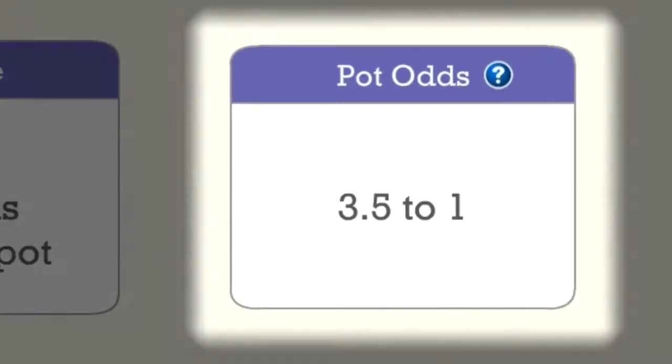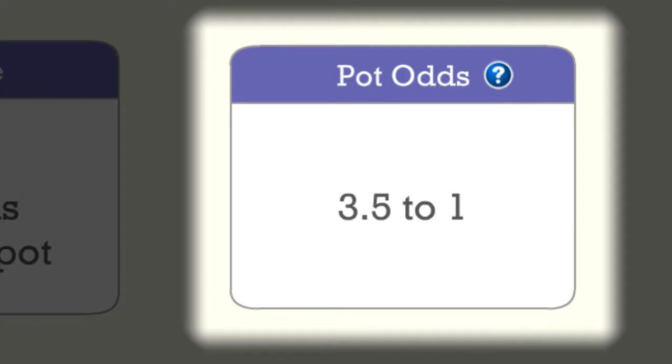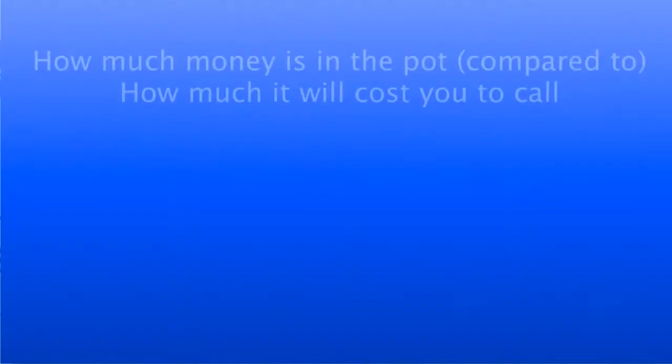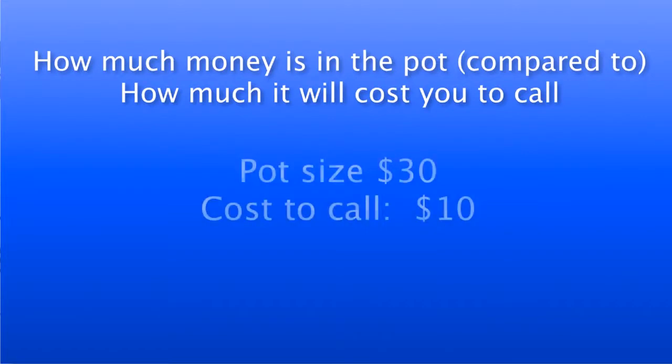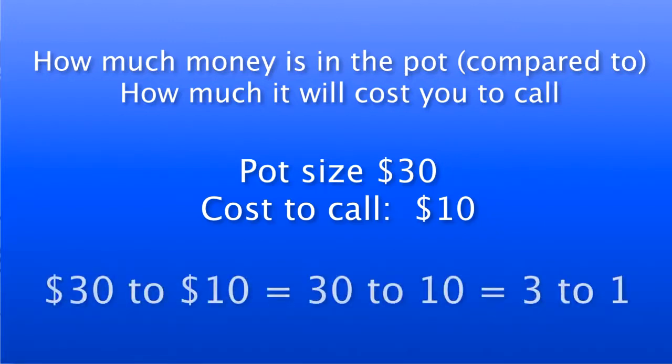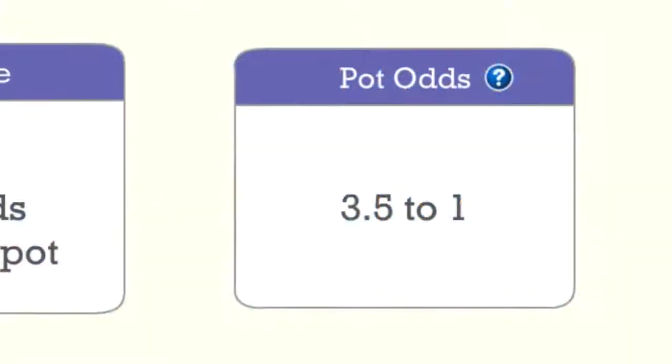Finally, on this page, you can see the pot odds. This is simply how much money is in the pot compared to how much it will cost you to call. The math is easy. Suppose there was $30 in the pot and it would cost you $10 to call. Then the pot odds would be 3 to 1. The pot is $30. It costs you $10. So 30 to 10, which is the same as 3 to 1.